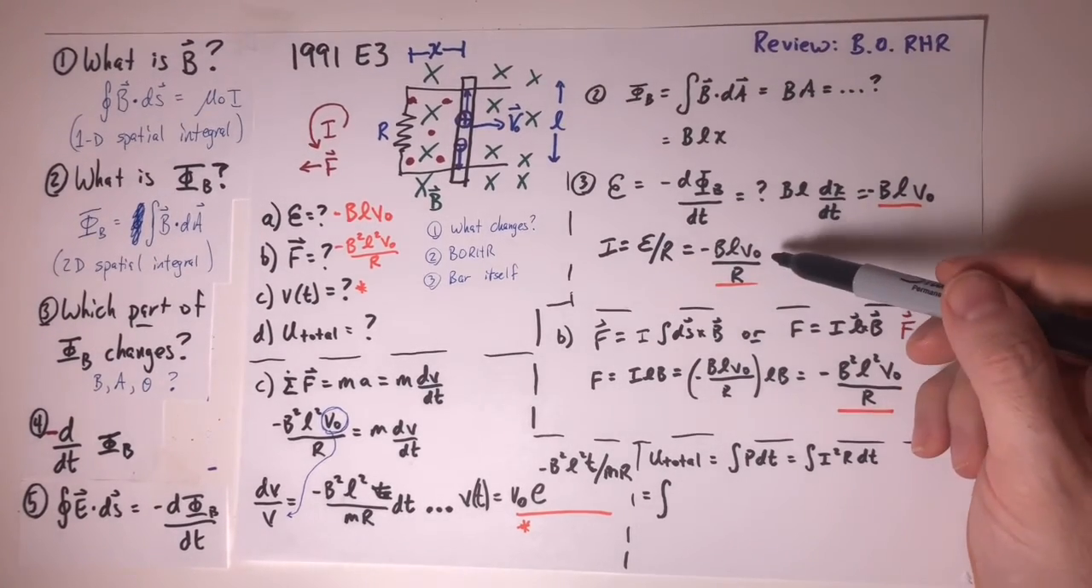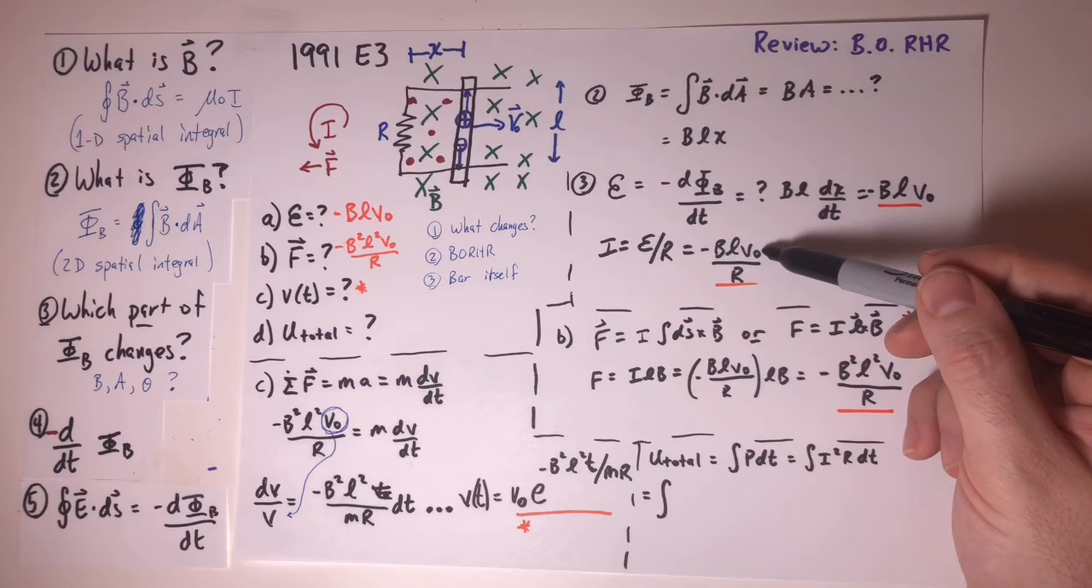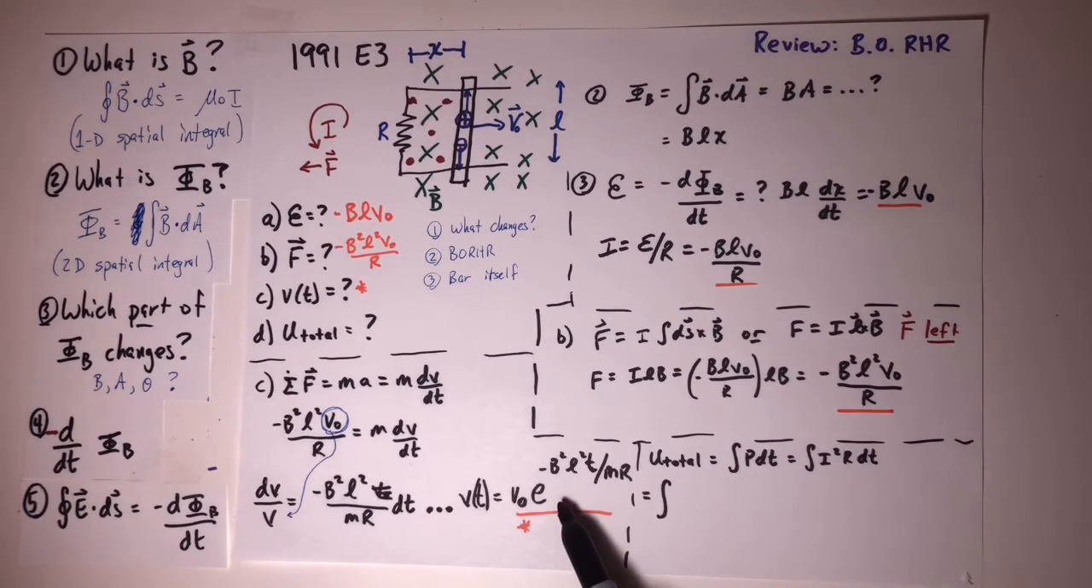Now, because we have a velocity that changes over time, we have to replace this v naught here with the entire expression for v, and it gets a little bit messy looking, but it's pretty straightforward.